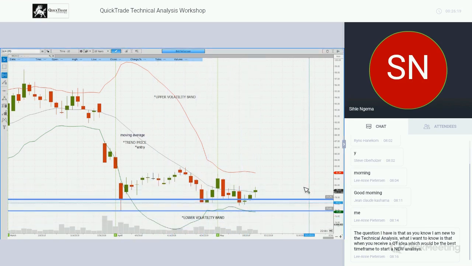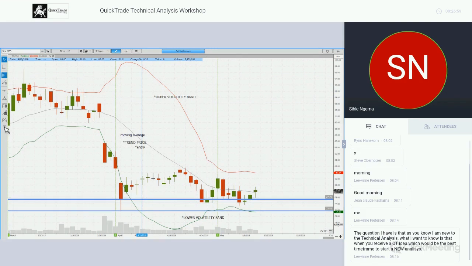So I have just explained the middle line, which is our moving average, which tracks the trend of price of a share, and it also gives us perfect entry points where we need to enter. Now, the top line and the bottom line of our Bollinger Bands indicator: the top line is our upper volatility band, and the green line at the bottom is our lower volatility band. Now, what is important with regards to these two lines, the upper and the lower volatility bands?